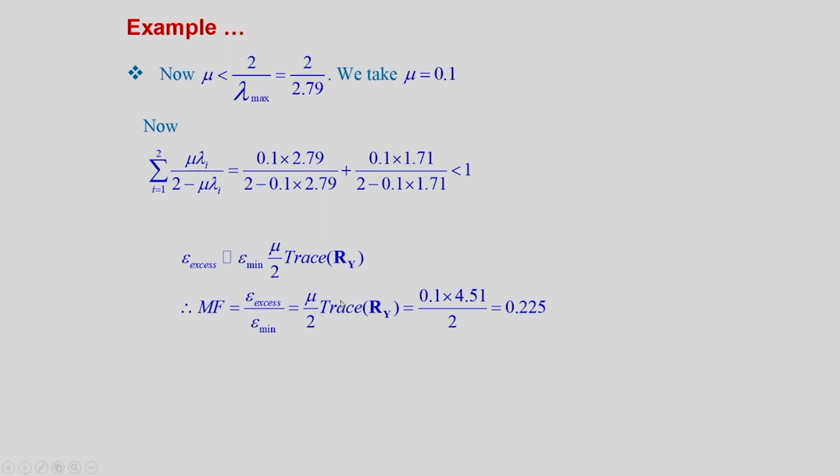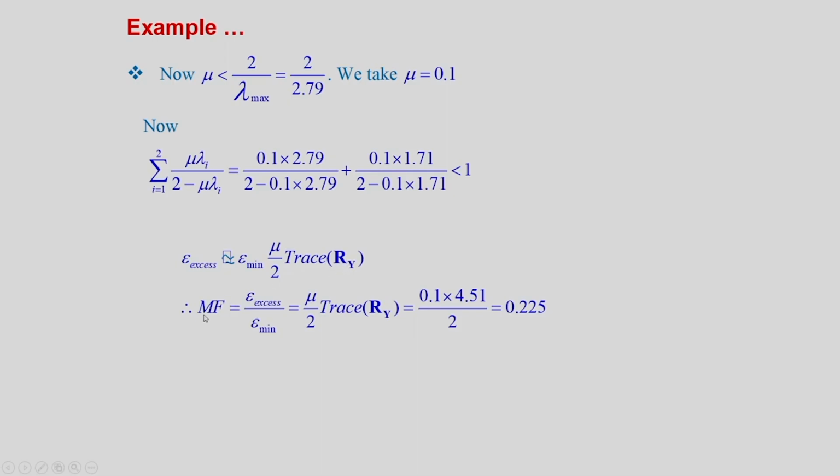And the excess mean square error we can now determine. The excess mean square error will be determined by this expression. Epsilon min, the Wiener filter mean square error, we can determine from the Wiener filter solution, and this is given; the trace of Ry we can determine. So, we can determine the excess mean square error.